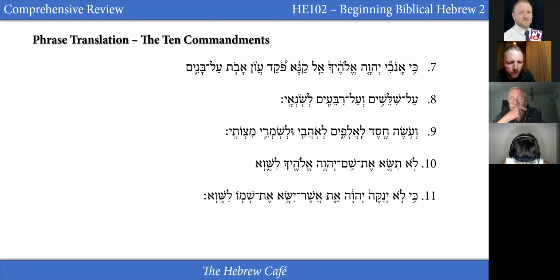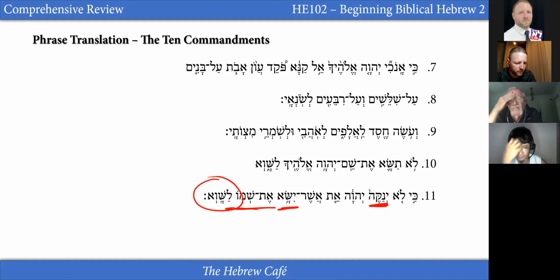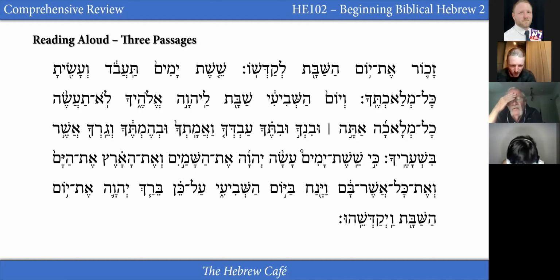Number 11. Ki lo yenakeh Adonai et asher yisa et shemo lashav. For the Lord will not hold innocent a person who takes his name in vain. Oh, that's the last one.